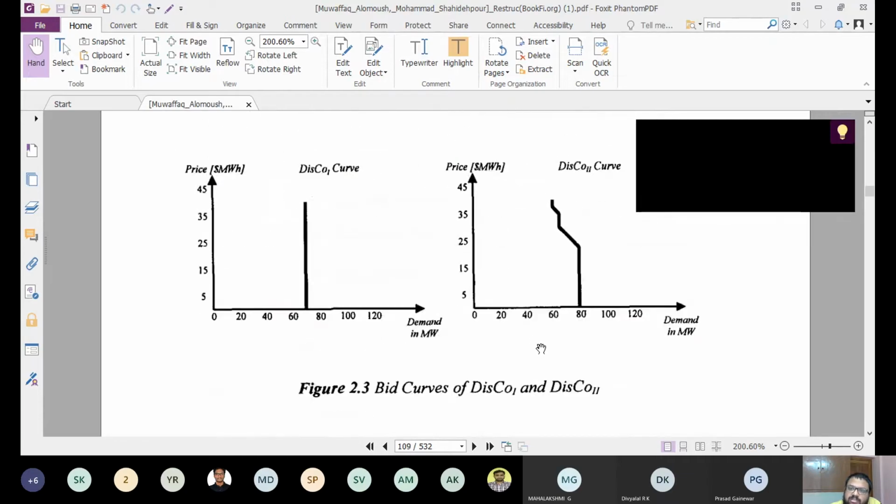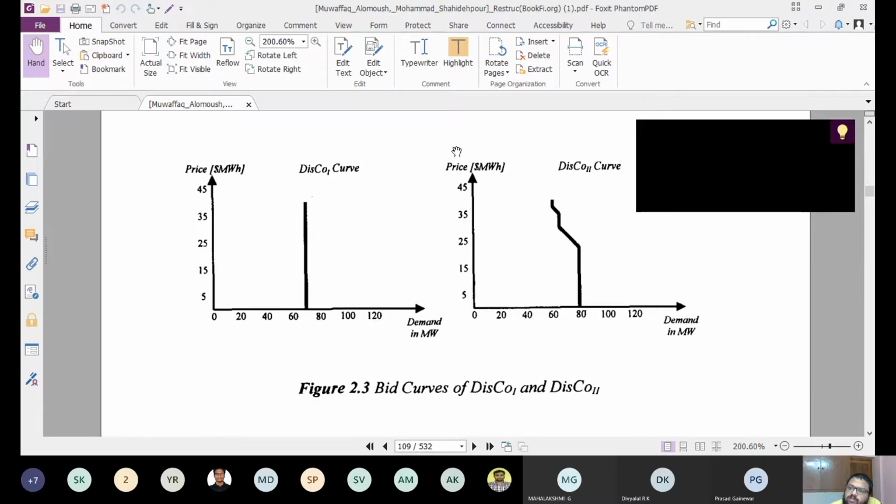After getting the individual demand curves for DISCO 1 and DISCO 2, we will go for the aggregated demand curve. Then we plot the individual supply curves for GENCOs 1 and 2, separately. Then we derive the aggregated supply curve. Then we plot both the aggregated supply curve and aggregated demand curve on the same plot to get the intersection point, and thus derive the market clearing price.